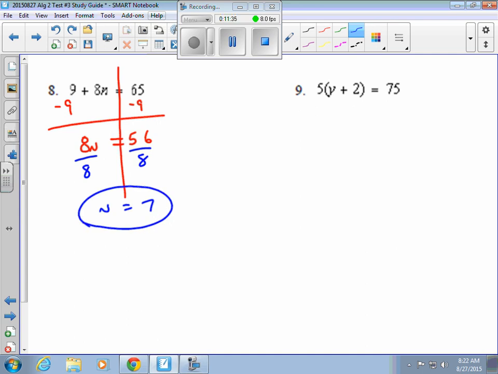Distribute 5 to both terms. 5 times y is 5y. 5 times 2 is positive 10. Equals 75. Get rid of plus 10 by subtracting it on both sides. 5y equals 65. Get rid of 5 times something by dividing by 5 on both sides. Y goes into that one 13 times.